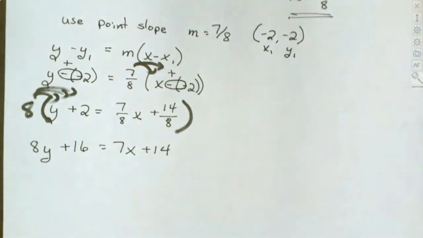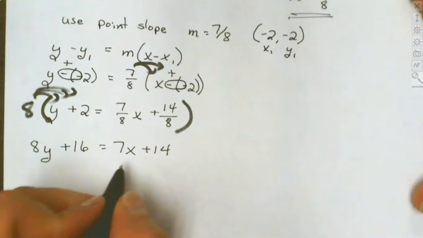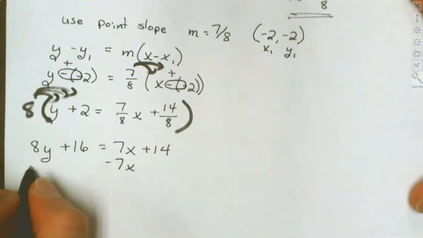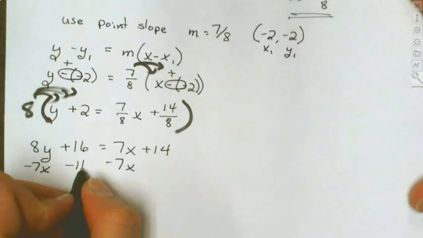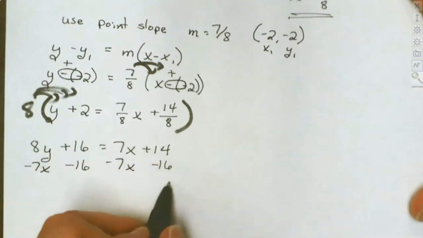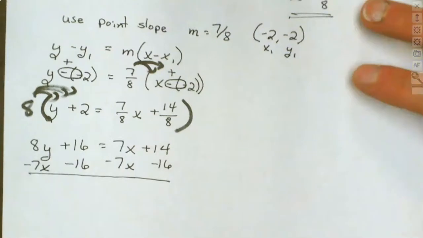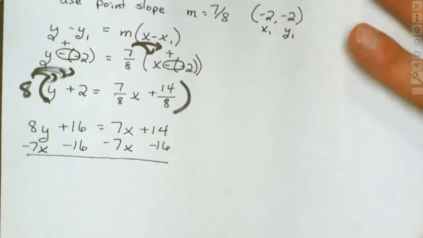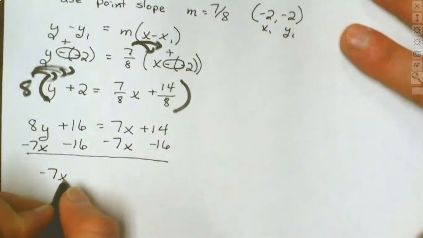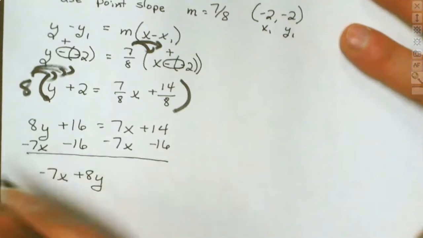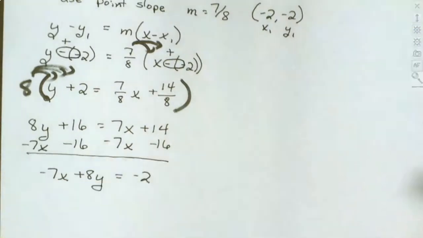And we need to get it in both standard and slope-intercept. So it doesn't matter which one we do first. We'll probably get it in standard form first, but it really doesn't matter. So let's go ahead and move things around to get it in standard form. So move that 7x over and move that 16 over as well. Okay, so doing that, we now have a minus 7x plus 8y equals a negative 2.